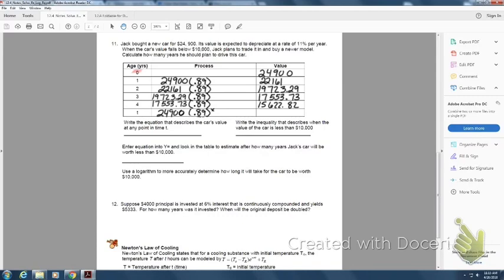People who have known how to do the equation say, write the equation that describes the car's value, which I have right there in the last row in that middle column, in terms of time. And then it says write the inequality that describes when the value of the car is less than 10,000. So I would have that same equation, and I want to know when it is less than 10,000.